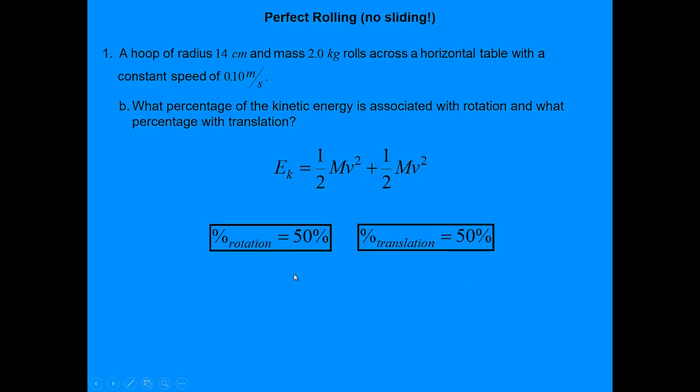Now that's only true because it was a hoop. If we go back to how we got to here, when we plug in the rotational inertia, if it's not a hoop, it's not mr squared, you're going to get some other fraction here. And that will change how much overall of the total is rotation versus translation. So it isn't magic. It's not always 50-50. It just happens to be that way for a perfectly rolling hoop. So again, remember, rolling kinetic energy has rotational and translational terms, but you can combine them with a little clever substitution.